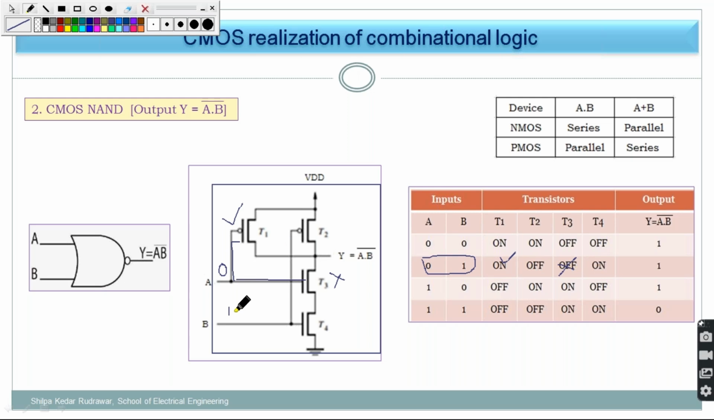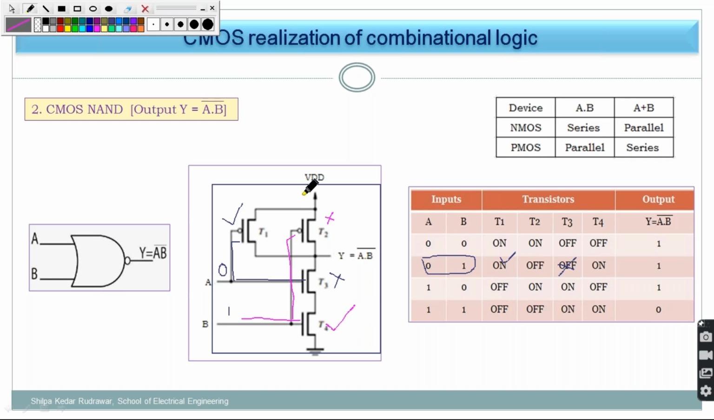Now next, whenever I am giving logic 1, what will happen? This logic 1 is applied to this particular transistor as well as this transistor. This transistor is T2, which is PMOS, and PMOS requires 0 to turn on. That's why this will be off. As this is off and 1 is applied to this NMOS, this NMOS will be on.